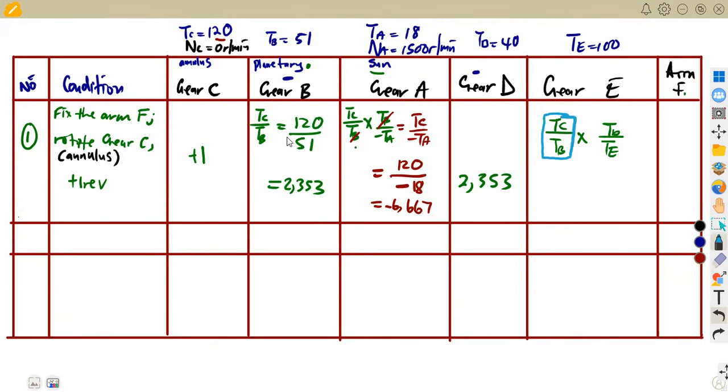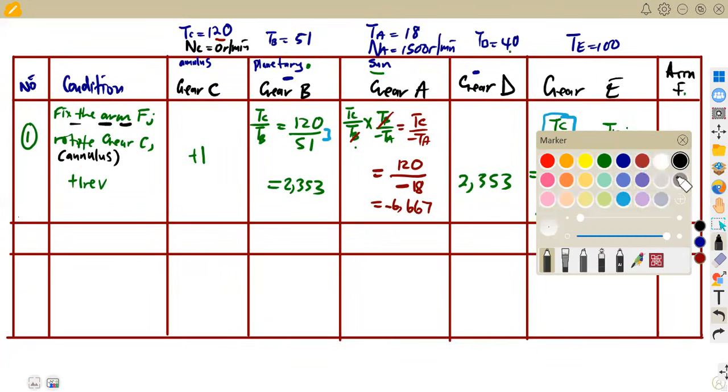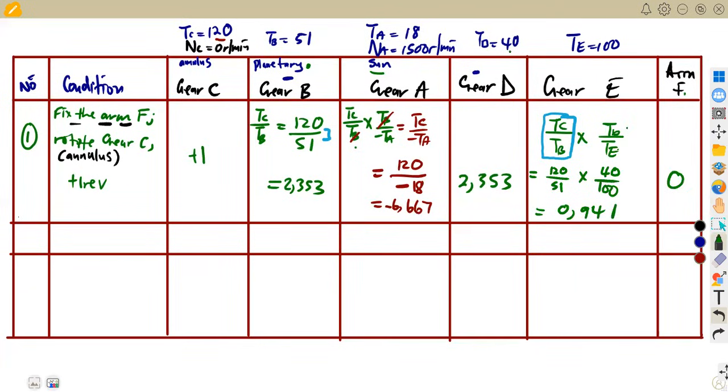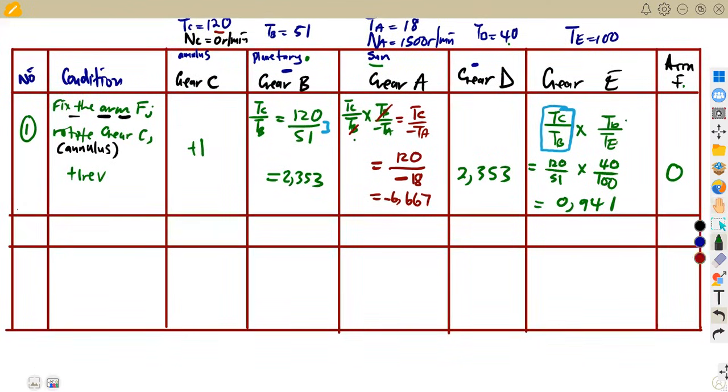If we want, we can substitute as it is here, TC over TB, which is 120 over 51 times TD over TE. So TD, that is 40 over TE, which is 100. So what you are going to have at the end is 0.941. Then what about the arm? Remember, the arm is fixed. The arm is at a fixed point, so it's going to be 0. That is the whole part of the first condition.